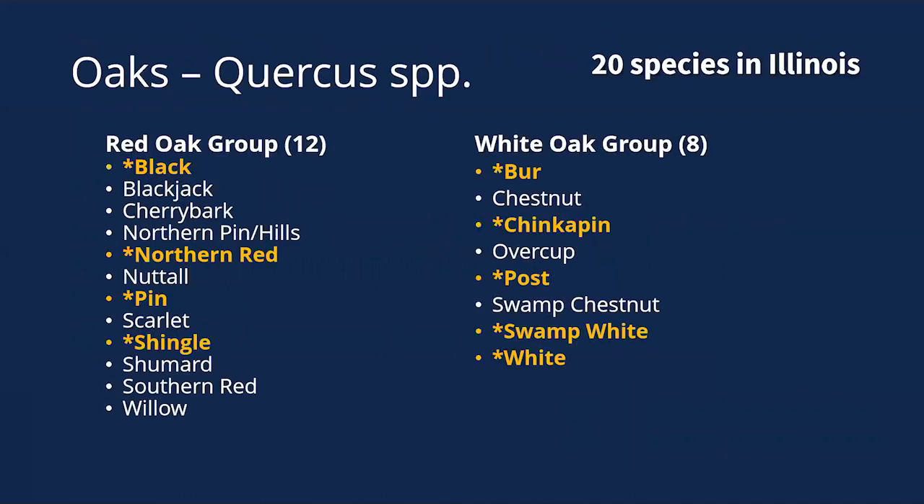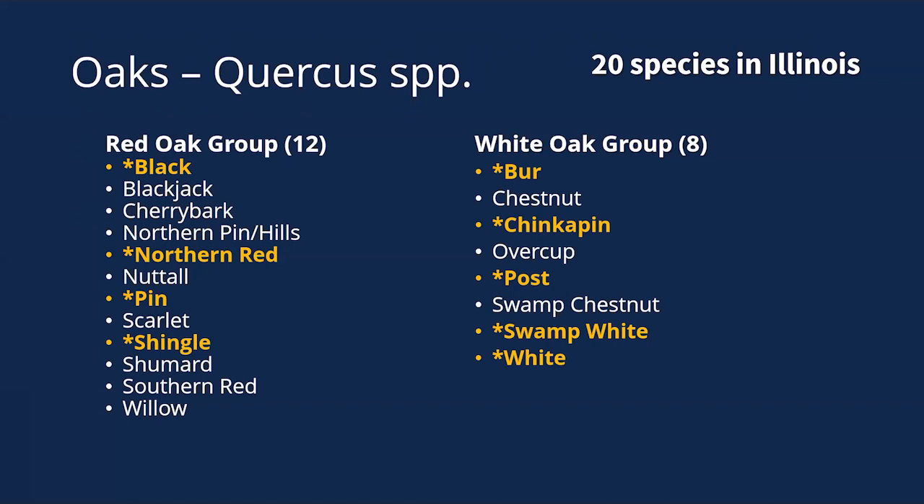So our oaks, this is a big group in Illinois. We actually have 20 different species that are native to Illinois, 21 if you consider dwarf chestnut oak a native species here. And they're split into 2 groups. There's the red oaks and the white oaks. These are both still in the same genus, that Quercus genus, but they are functionally and biologically and ecologically really different. They have some characteristics that separate them.